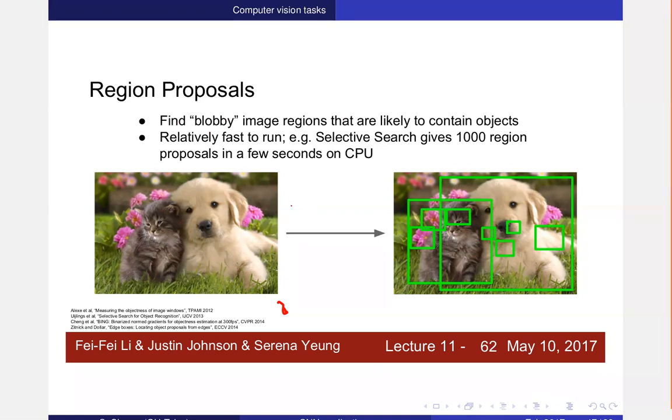So instead of having a sliding window with a million different combinations, we first have a region proposal algorithm. It's a classic algorithm that will spit out, let's say, 1,000 different region proposals. Then from each of these region proposals, we try to see if there's an object of interest, and also try to regress the exact location of that object.